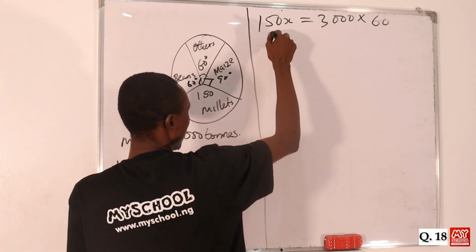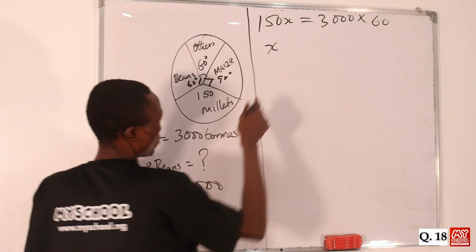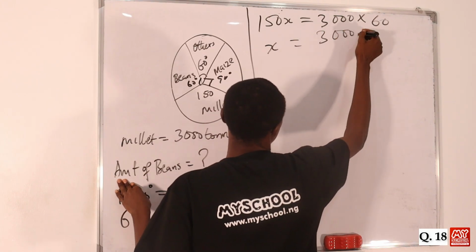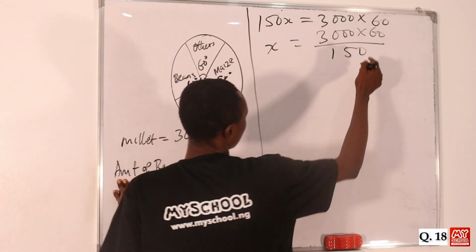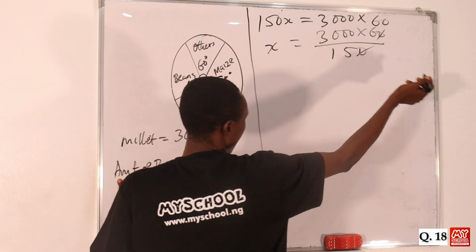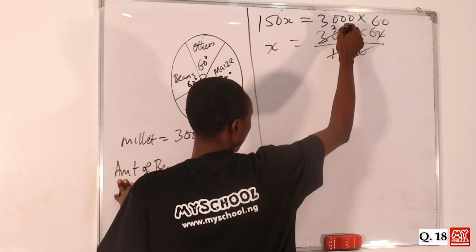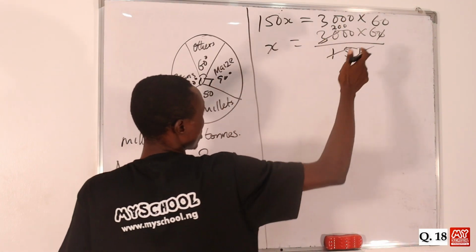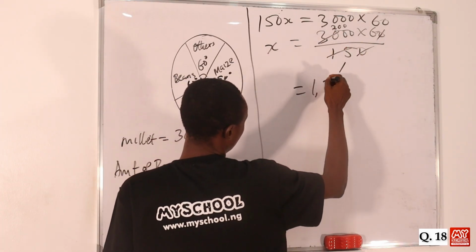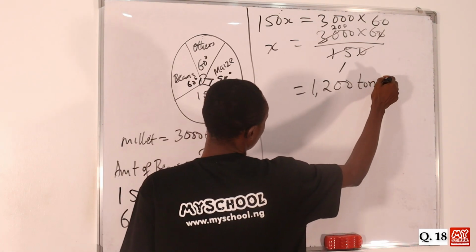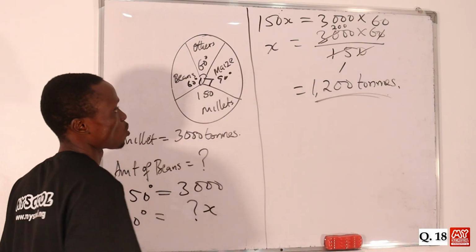Since we are looking for s, and mind you, s represents the amount of beans harvested, we simply divide 3000 times 60 by 150. We cancel out the 0, right? 50 here is 1. 15 into 30, first of all, will be 2, then 0, 0. That is, 15 into 3000 is 200. Then 200 times 6 equals 1,200 tons. Meaning that the amount of beans harvested is equal to 1,200 tons.